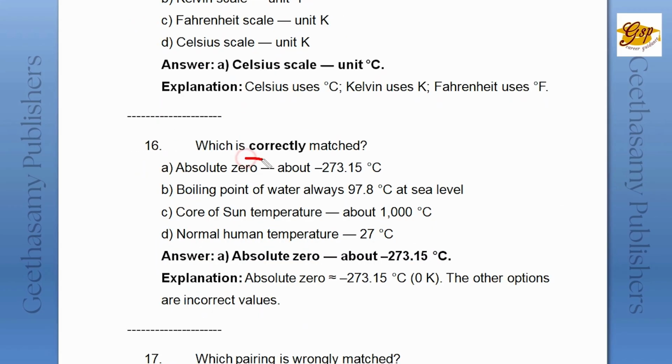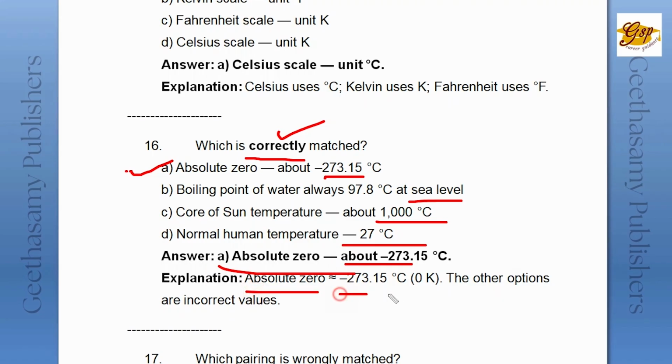16th question, which is correctly matched. Again, it's correctly matched. Absolute 0, 273.15 degrees centigrade. Boiling point of water, 97 at sea level. And the core sun temperature is at 1000 degrees centigrade. Normal human temperature is 27 degrees. So the correct statement is only A. That is, absolute 0 is 273.15 degrees centigrade.